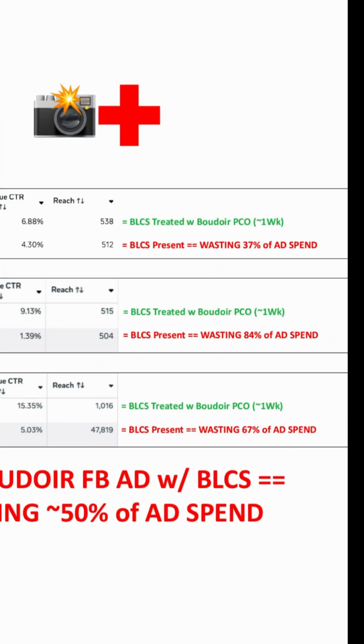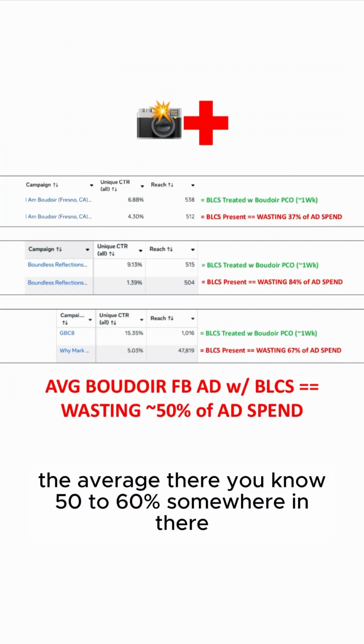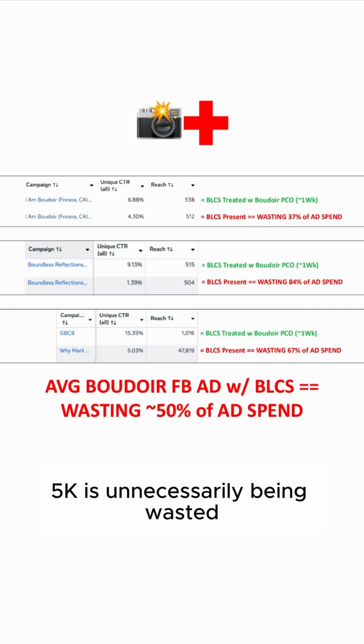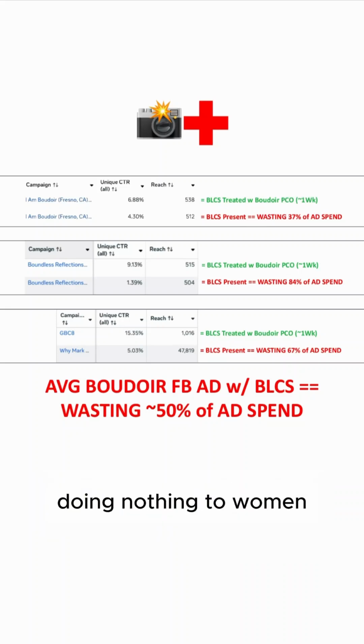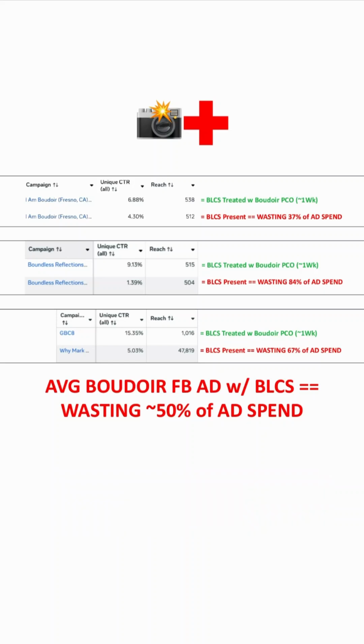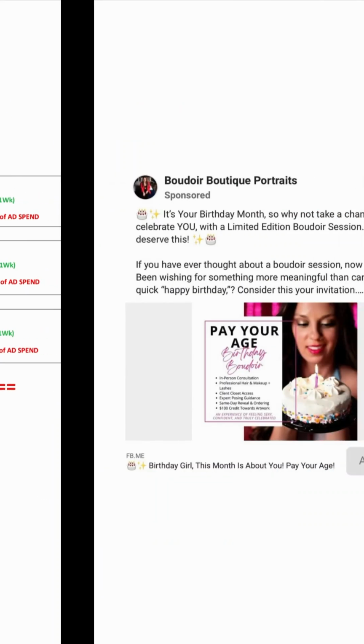So the average there, 50 to 60%, somewhere in there. So again, if you're spending 10 grand a month on boudoir Facebook ads, 5K is unnecessarily being wasted, doing nothing to women scrolling right on by. No use paying that. And by eliminating that, we could put 5K a month back in y'all's pockets, 60K over the next 12 months.